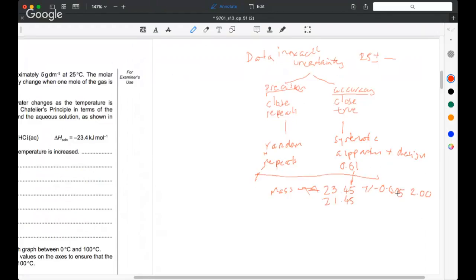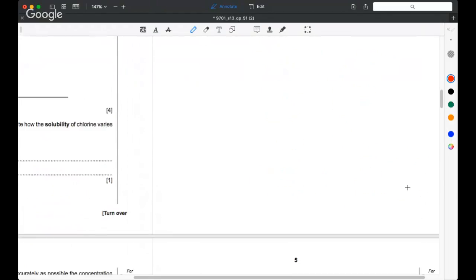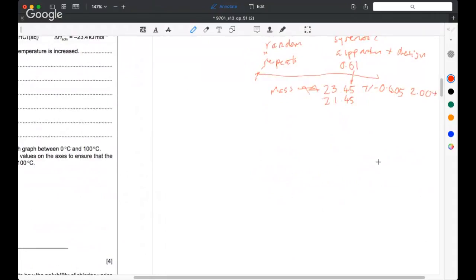But because you've got this plus or minus 0.05, then actually the uncertainty there for the difference is 0.1. So you've got your uncertainty for a particular measurement, which is half the final digit, and you've got your uncertainty for your difference, which is double the uncertainty for one measurement. So that's when you're measuring mass.